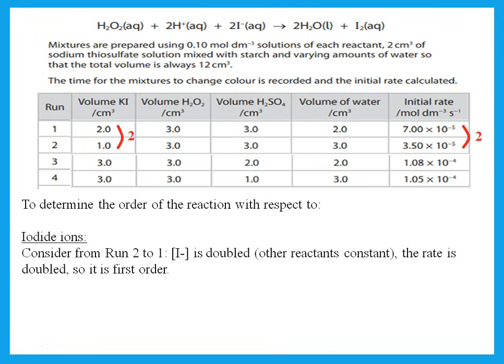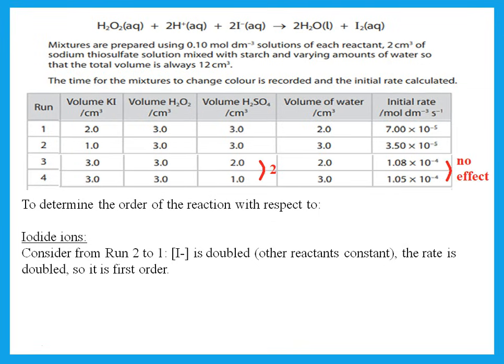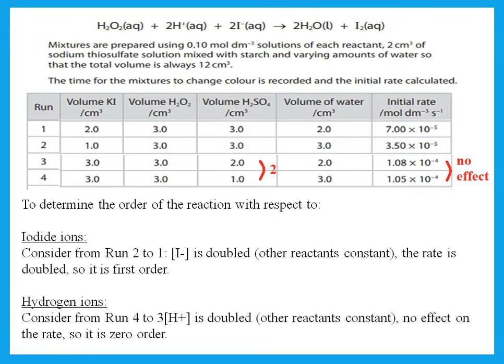So doubling the concentration of iodide doubles the rate, so it is first order with respect to iodide. Now, if I want to take a look at the reaction with respect to H plus, that's the H2SO4. So I can look at experiment 3 and 4. Now going from 4 to 3, concentration of the H plus doubled, but the rate is almost the same. There is no effect on the rate. And that means it is zero order with respect to H plus.